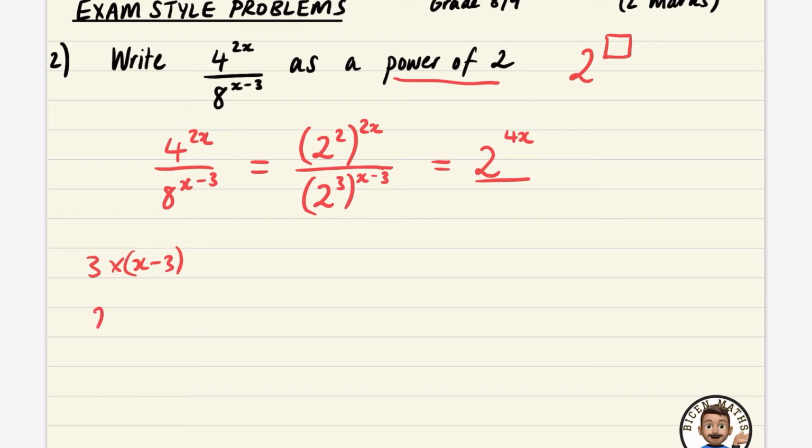Of course, you could also write it as 2 to the power of x minus 3 cubed. Okay, it doesn't really matter which way around these things go because they're multiplying. So the power will be 3 times x minus 3. So it's going to be 2 to the power of 3x minus 9. Now we need to think of what's going to happen. We're doing a division, so we will subtract the powers at this stage.